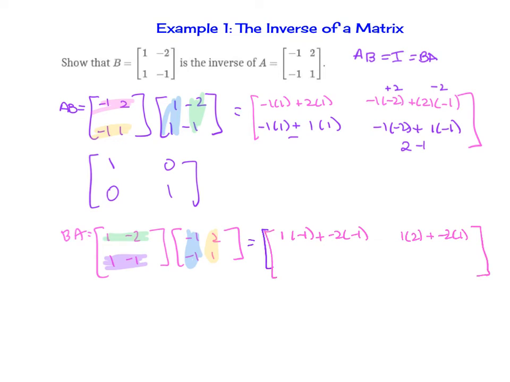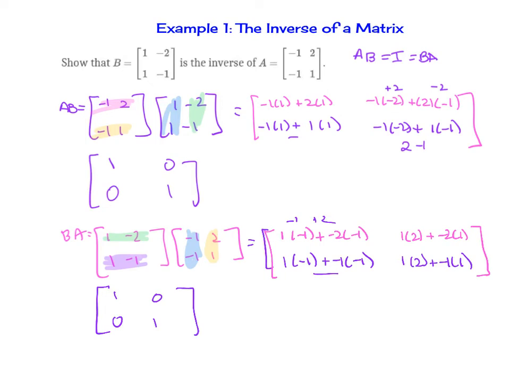Then I do the second row: 1 times negative 1 plus negative 1 times negative 1. Then we have 1 times 2 plus negative 1 times 1. Then, of course, double check to make sure I put everything in the right spots, and do the algebra involved. This is negative 1 plus 2, so that's a 1. 2 minus 2 is 0, and then here, negative 1 plus 1 is 0, and then 2 minus 1 is 1.